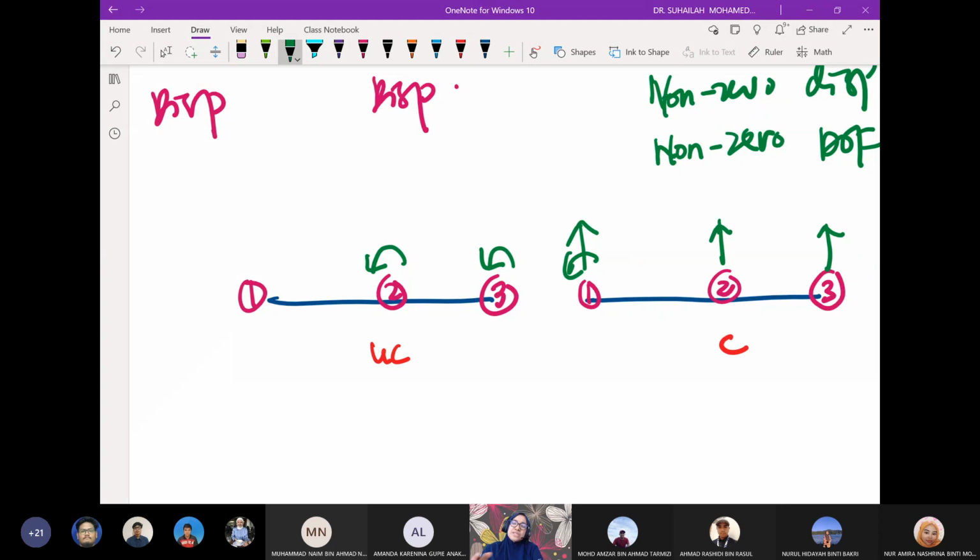Why we need to differentiate this? Because we want to see which ones we separate: which is zero displacement, which is unknown displacement, which is unknown reaction. For easy calculation. Okay, so we have separated it like this.